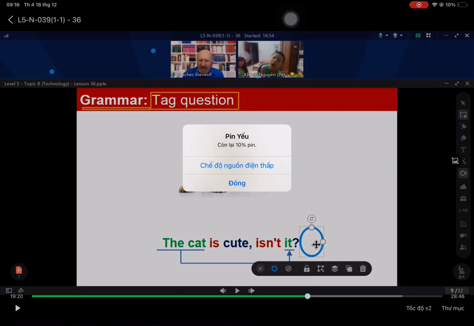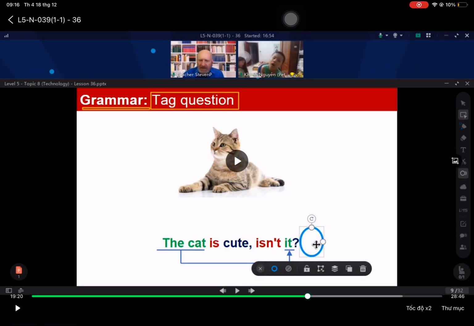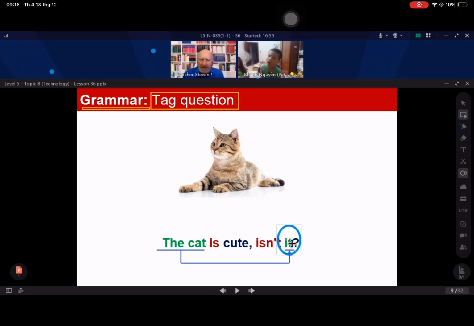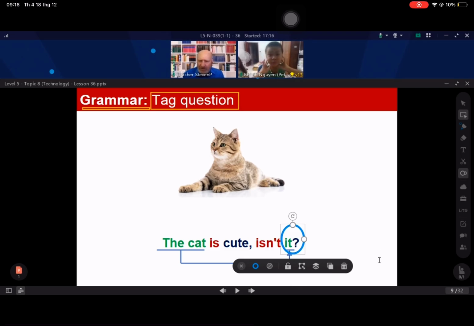You see the cat changes to it. So at the end of the sentence, we will always have a pronoun. He or she or it will always be at the end of the sentence. Or they or we. Okay, that's the first part. The next rule that we need to look at here is rule number 2. To be.